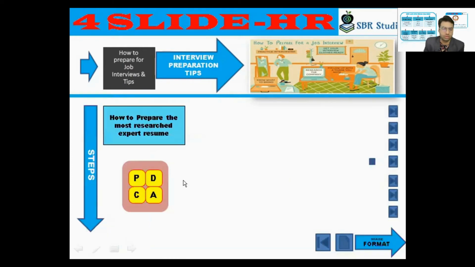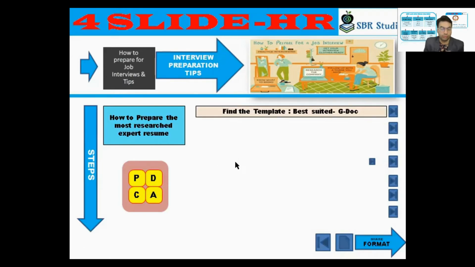Let's go to the next section. How you have to prepare this expertise resume, we will discuss in this section today. What are the essentials you have to take care of while preparing our expertise resume, based on our session and in this class we are discussing.